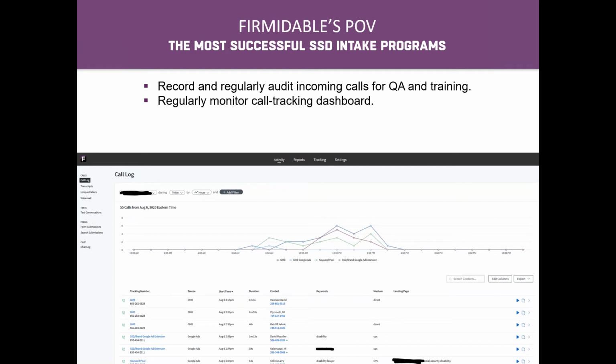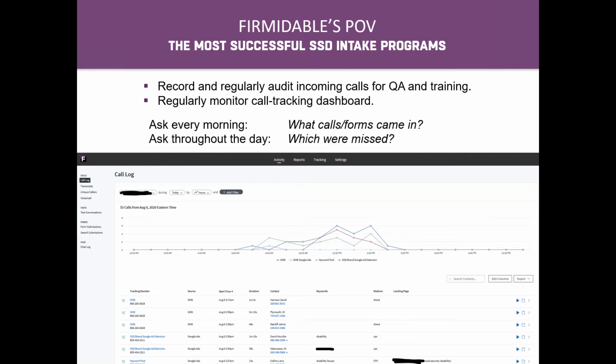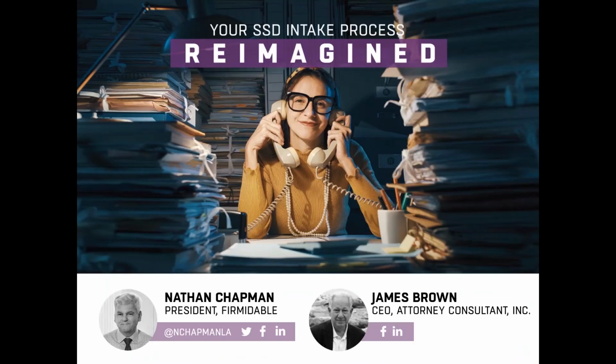You should regularly monitor this dashboard. When you come in the morning, the first thing you should do is see what came in overnight and what happened to them. And throughout the day, you should be looking to see what was possibly missed. Can you call them back and get them going? What kind of information is here that you can use for ongoing training?